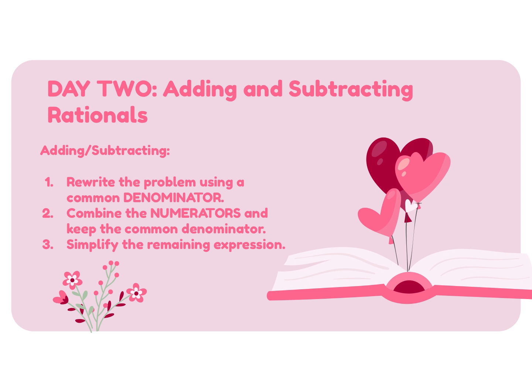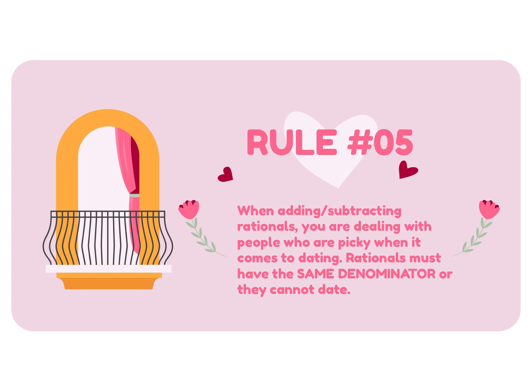So if you are adding or subtracting two rationals that don't have the same common denominator, you need to make them the same. Once they are the same, you can combine the numerators, keep that denominator, and then simplify if possible. So it's just the same rules as fractions, but we're adding in our variables here. When adding and subtracting rationals, these people are picky, they have to have the same denominator.